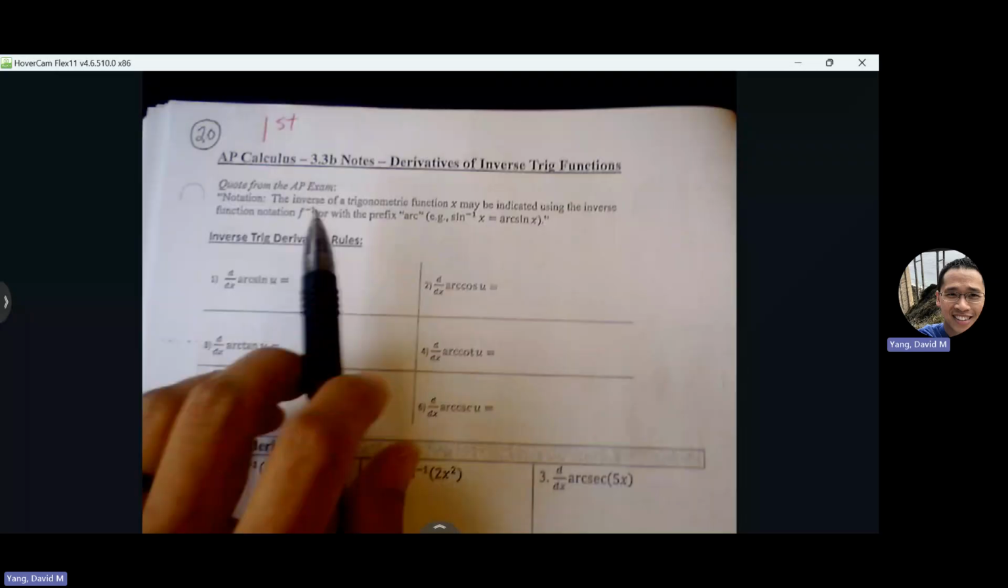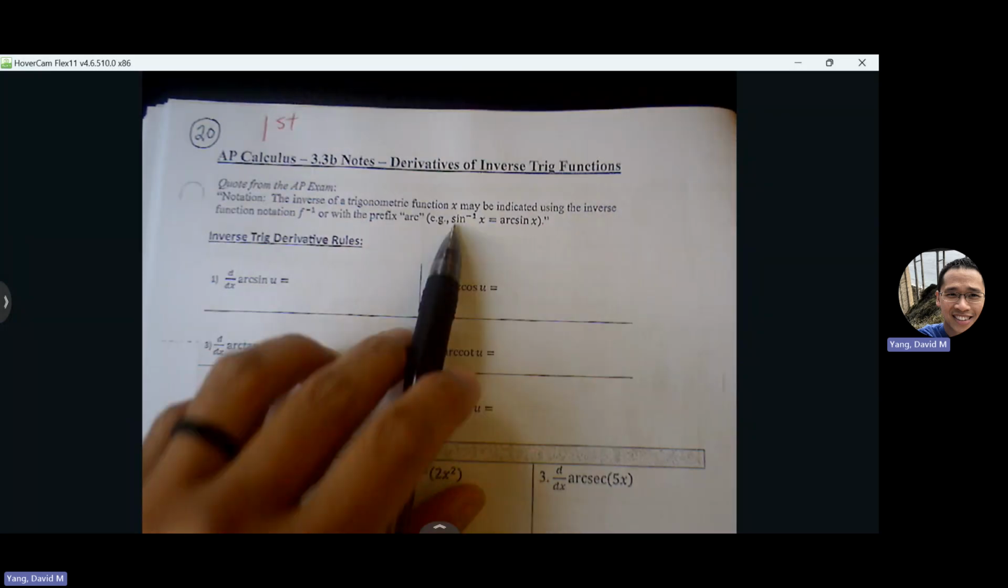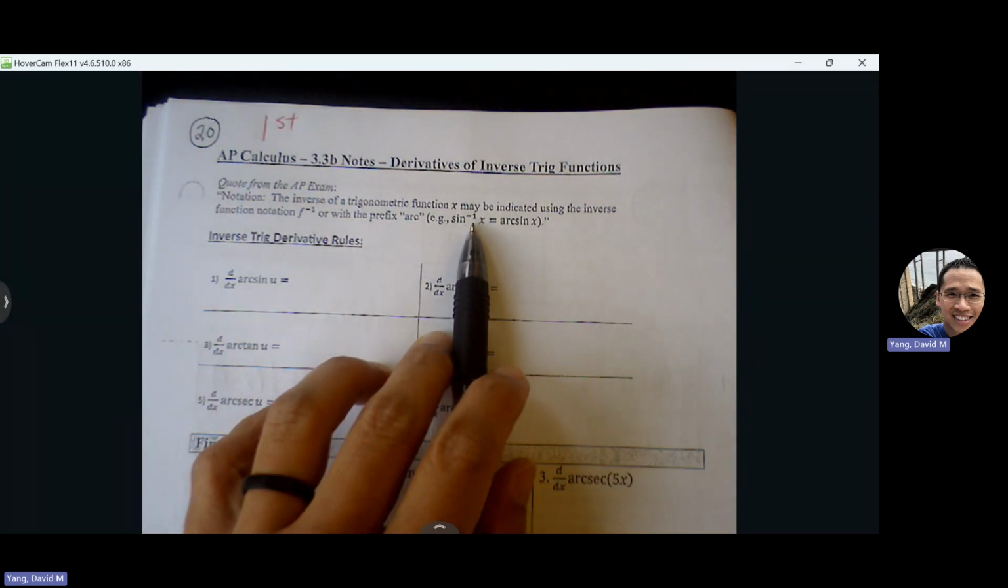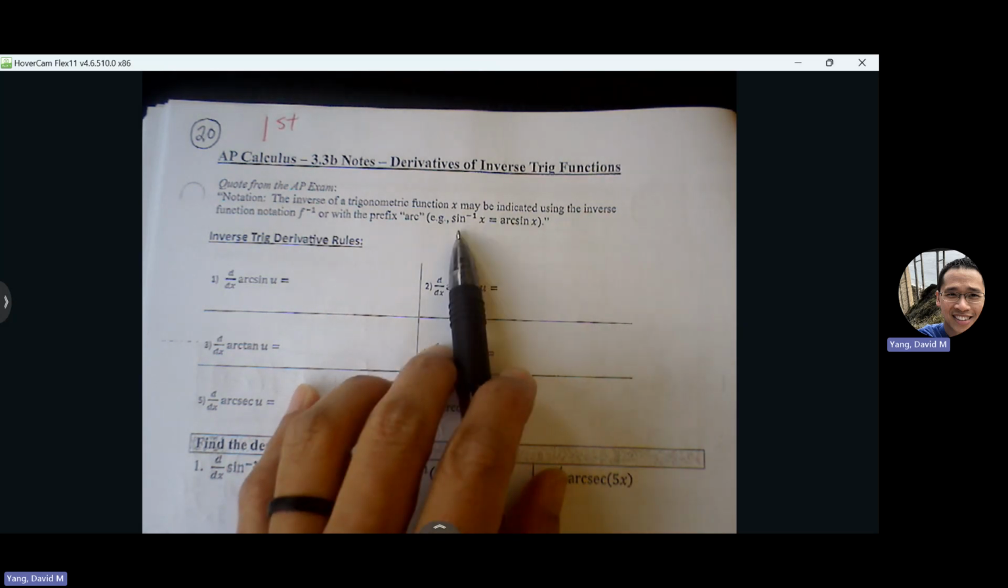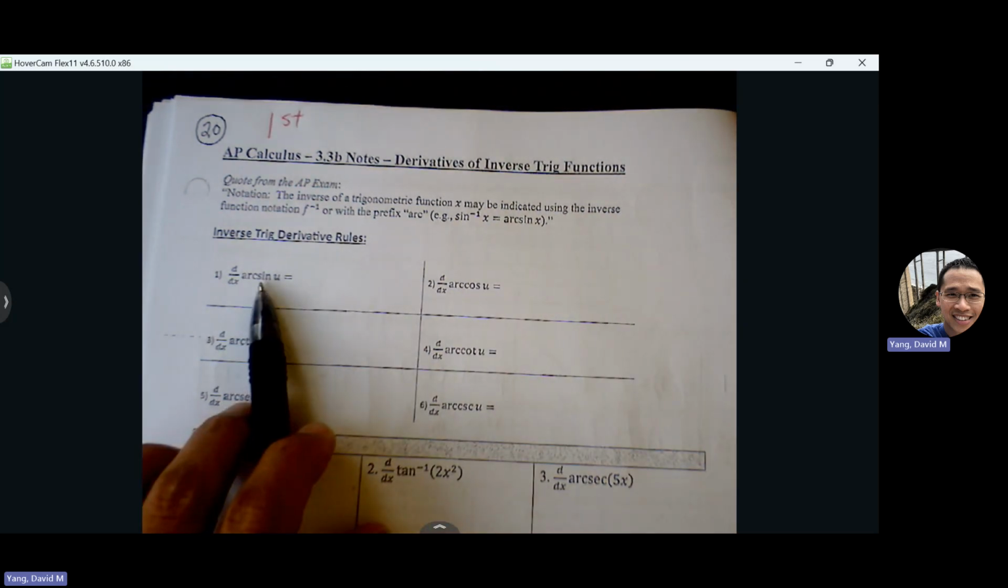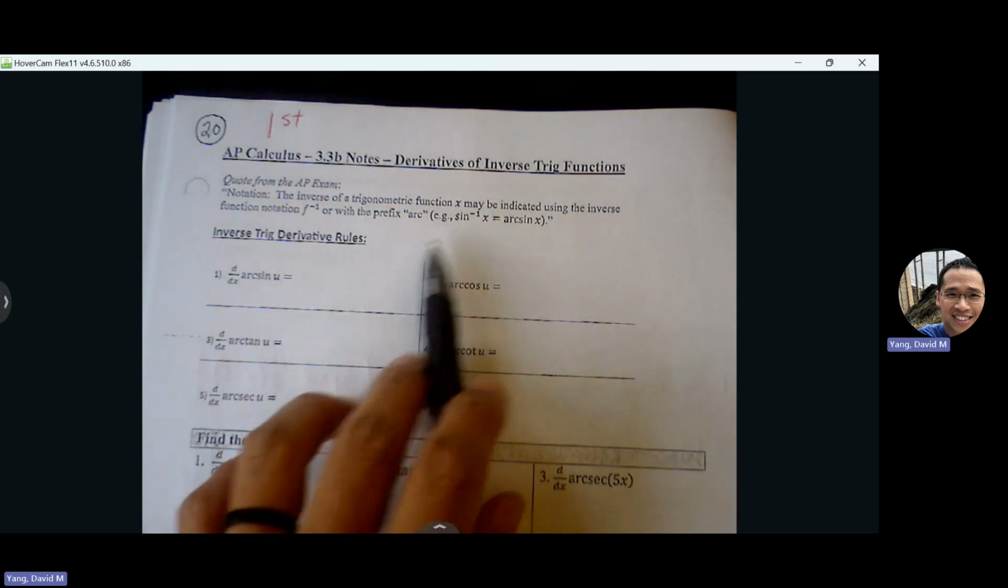All right, so page 20. We have a couple of notations for inverse functions. Sometimes you may see inverse sine of x with that -1 exponent notation, or you may see arc sine of x. These are kind of interchangeable. I'm going to use arc sine, but inverse sine, they mean the same thing.